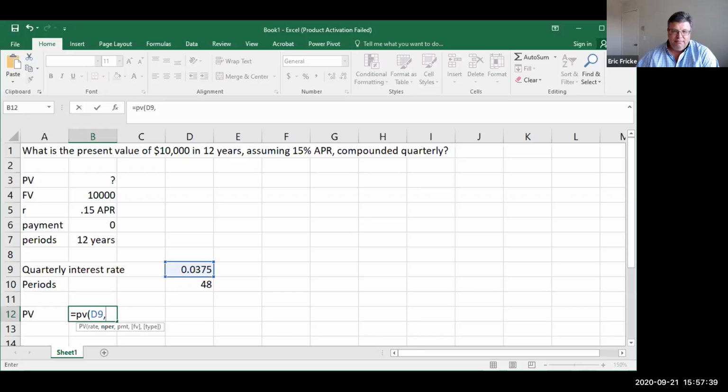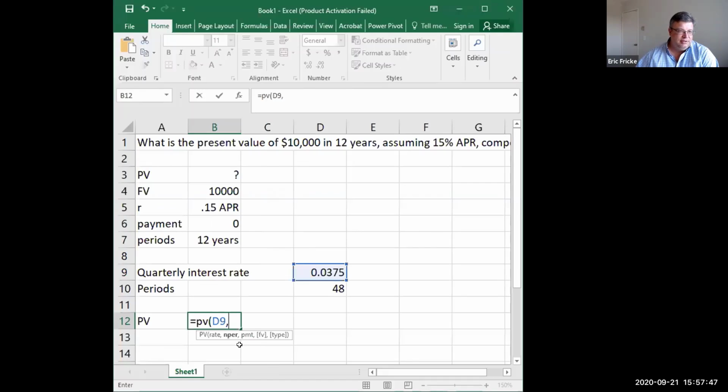And I will try to make this screen a little bigger for you. Maybe it'll make it easier for you to see. So there's the number of periods, and I'm just going to click on that, and so that'll make it a little easier for us. The next thing we need is the payment, and there is no payment, so that's going to be 0.